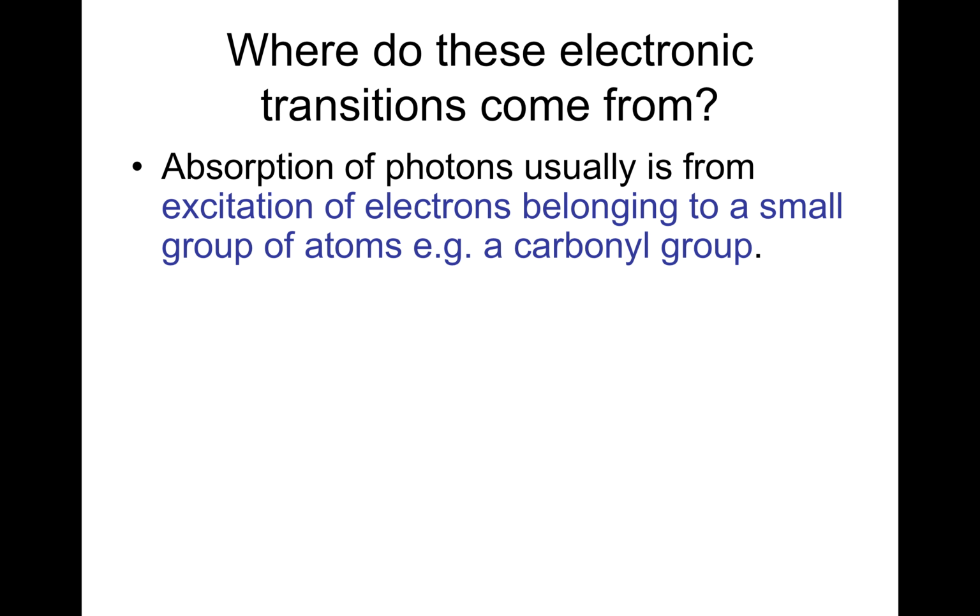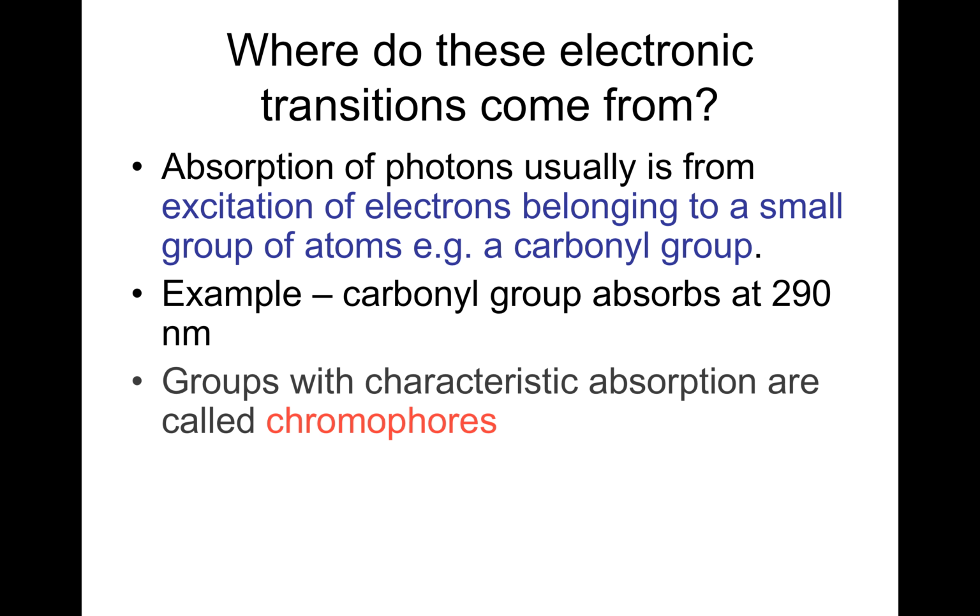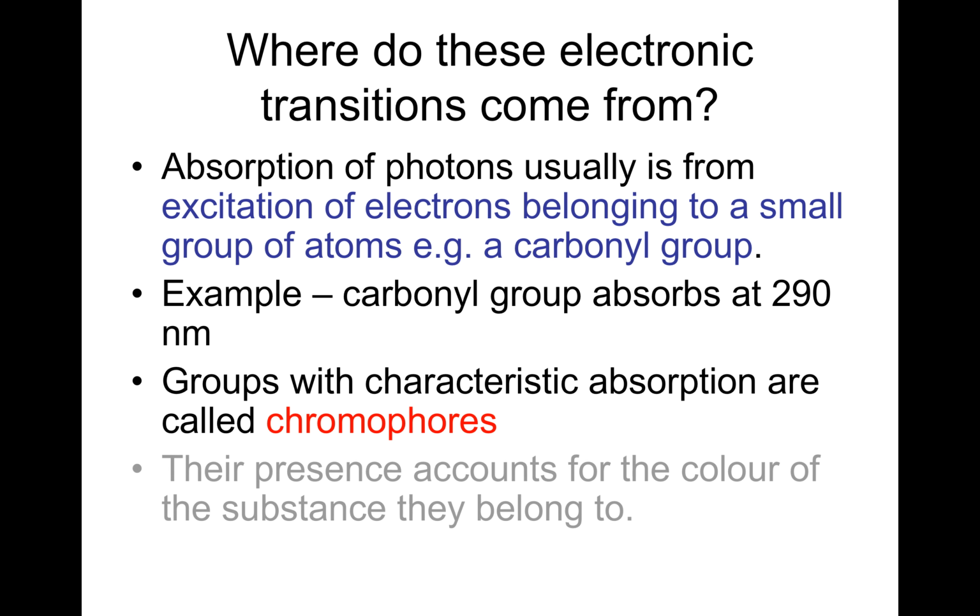Now, where do these electronic transitions come from? Absorption of a photon usually is from excitation of electrons belonging to a small group of atoms, for example the carbonyl group. For example, the carbonyl group absorbs at 290 nanometers wavelength. Groups with characteristic absorptions are called chromophores. Their presence accounts for the color of the substance they belong to.